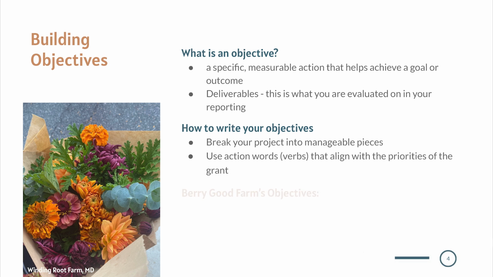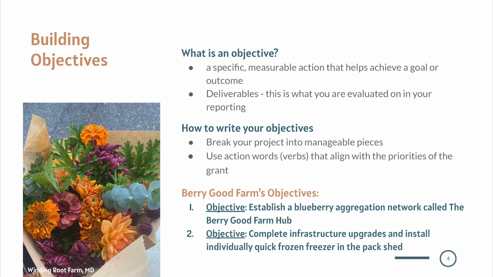For example, here are two of the Berry Good Farms objectives. Objective: establish a blueberry aggregation network called the Berry Good Farm Hub, and complete infrastructure upgrades and install an individually quick frozen freezer in the pack shed.